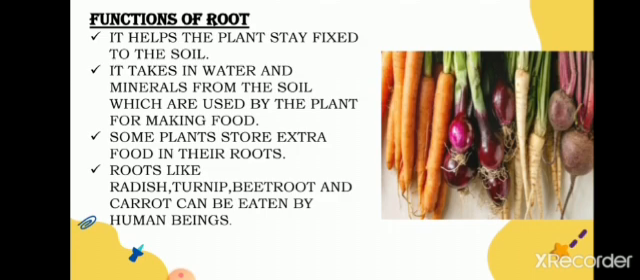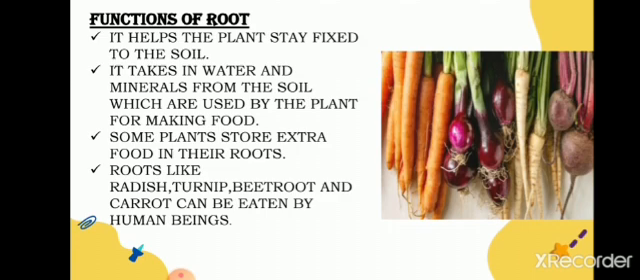Some plants store the extra food in their roots. That is why we are able to eat some root vegetables. Can you guess what they are? The radish, turnip, beetroot and carrot. These are the roots where the extra food is stored by the plant. We eat the root part.